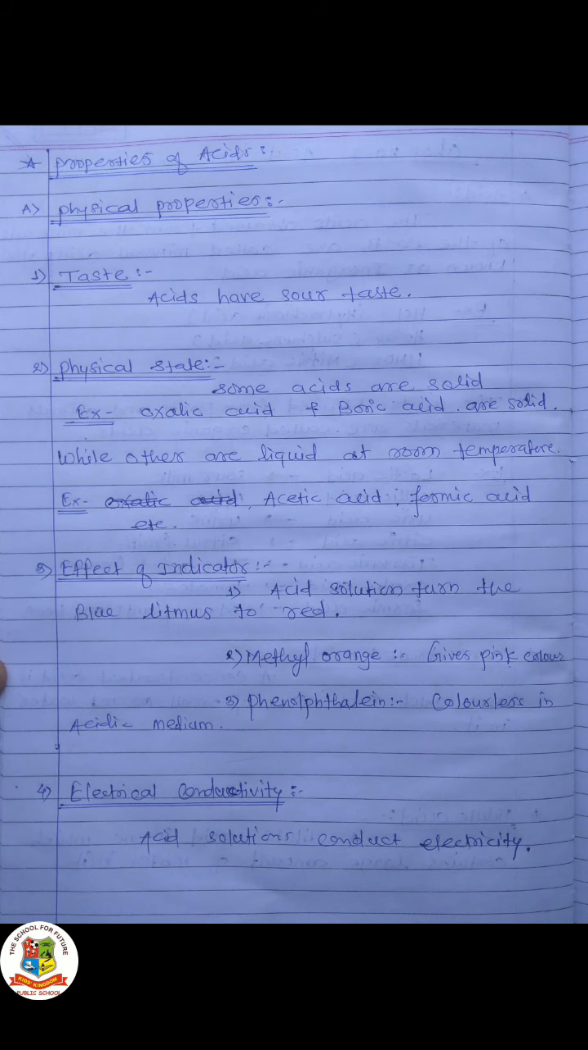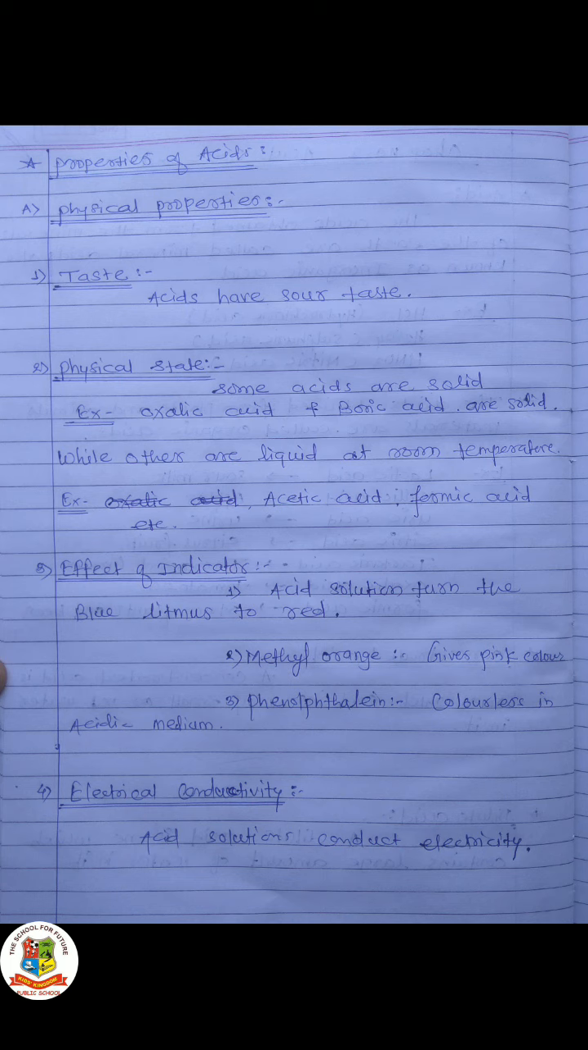As I told earlier, there are two types of properties: chemical properties and physical properties. First we will see the physical properties of acids, and after that we will see the chemical properties. So the first property is taste. We already discussed the taste of acids: acids have a sour taste.